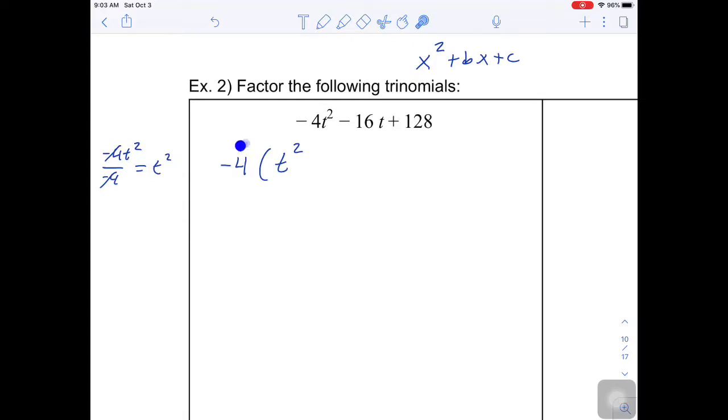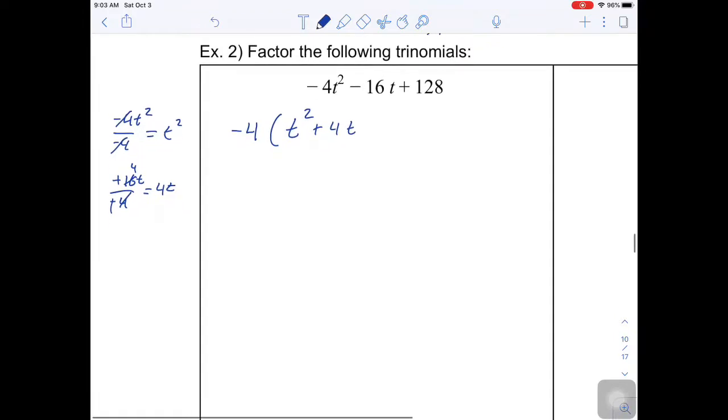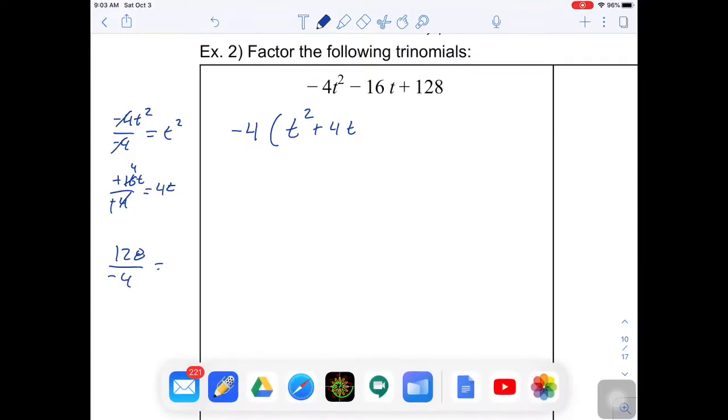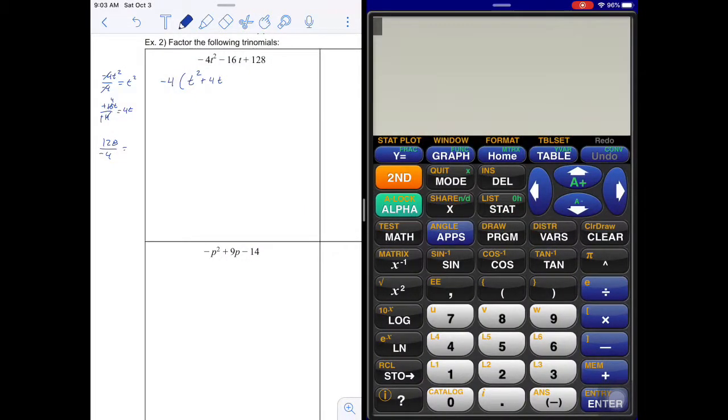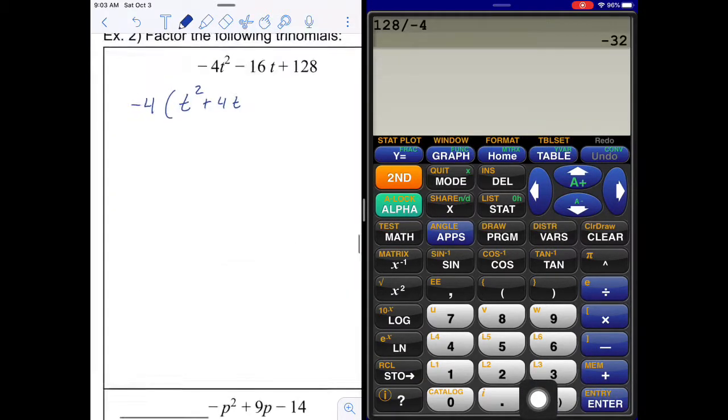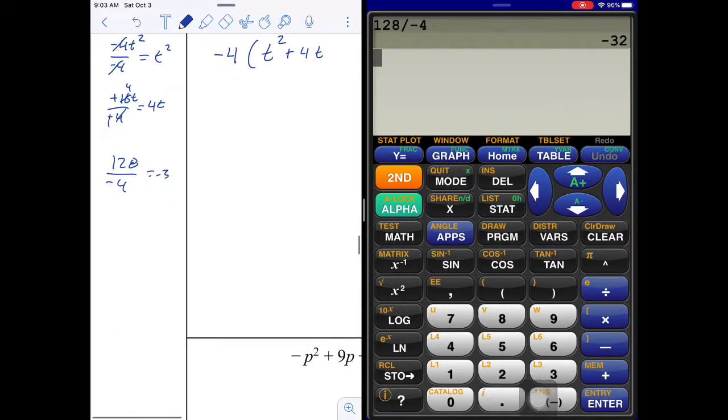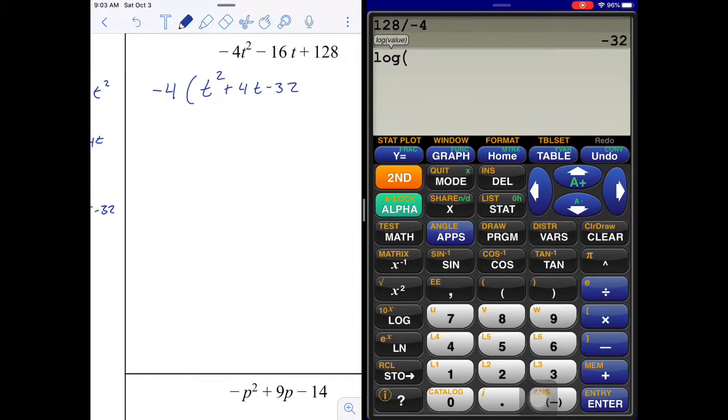Okay, and then you got to take -4 out of -16t. So -16t divided by -4, well, that gives me positive, because those cancel out. 16 divided by 4, that gives me 4t. So this would be plus 4t. And then 128 dividing -4. I'm not too sure what that is, so let's pull out the calculator here. And we're going to do 128 divided by negative 4. And that gives me negative 32. So this equals negative 32, and that's my constant when I factor that out.